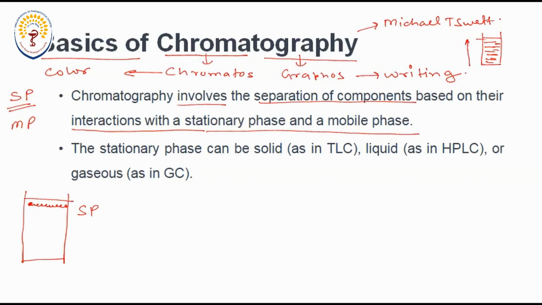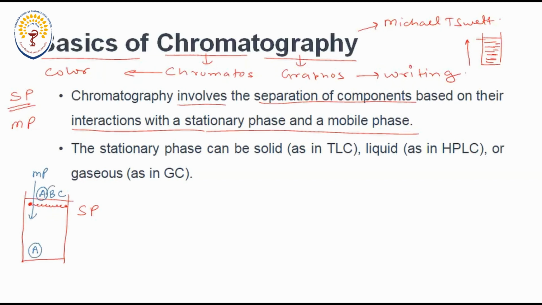Now what we do is that we run the mobile phase from above. The mobile phase will sweep away these components, and there will be an interaction between the components. Say there are three components A, B and C, and let's say A has more affinity with the mobile phase than with the stationary phase. So the mobile phase will carry A to a longer distance and A will be separated from B and C.